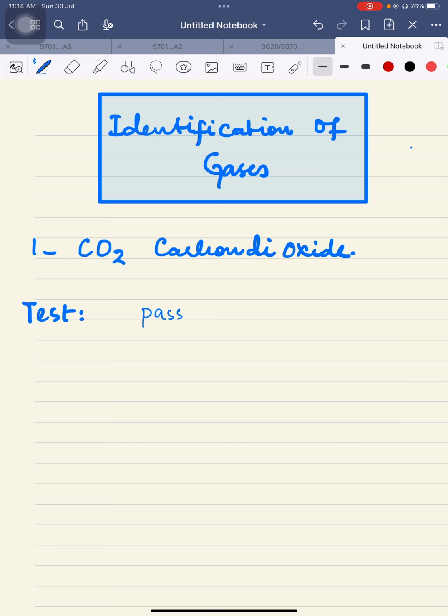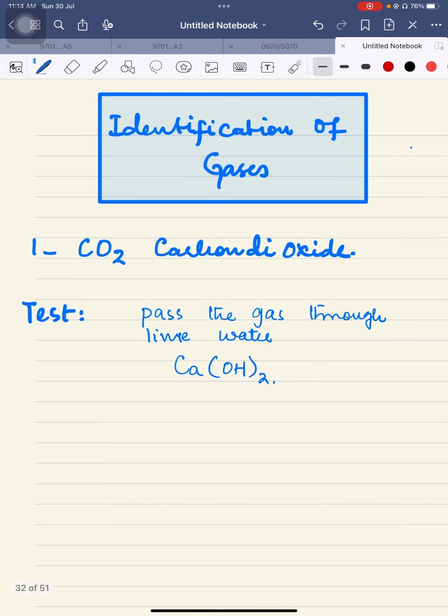So, what is the test for carbon dioxide? Pass the gas through lime water. What is the formula of lime water? Ca(OH)2. Do we need to memorize the formula of lime water as well? Yes. Pass the gas through lime water.